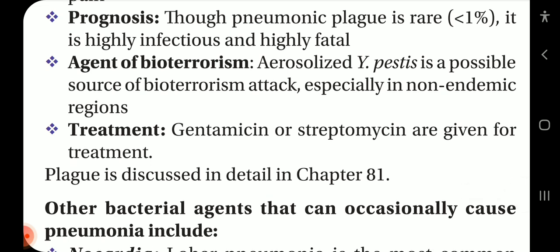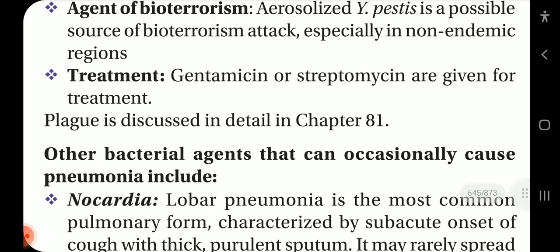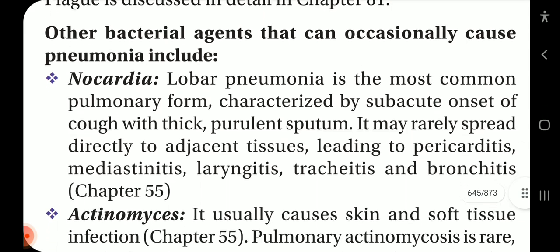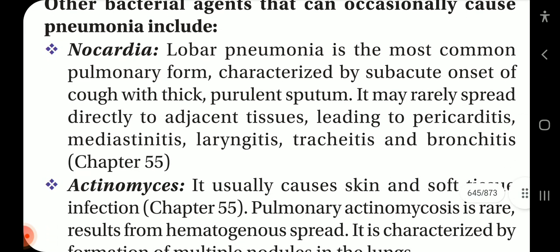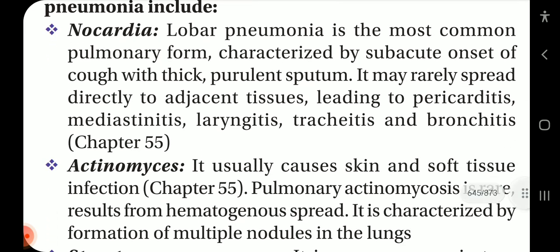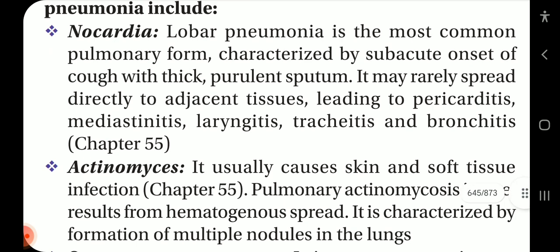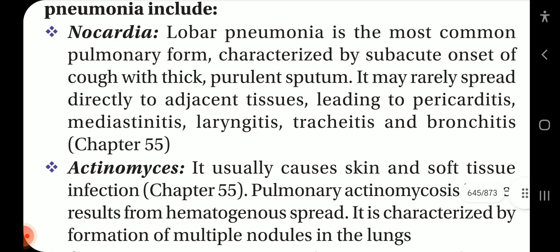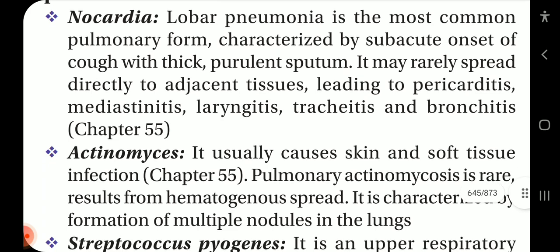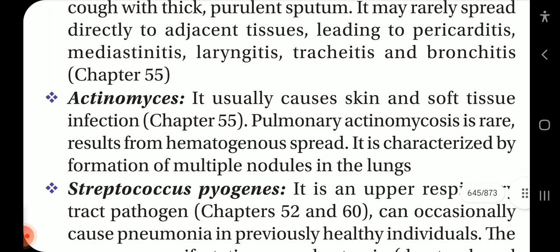Agent of bioterrorism: aerosolized Yersinia pestis is a possible source of a bioterrorism attack, especially in non-endemic regions. Treatment: gentamicin or streptomycin is given. Other bacterial agents that can occasionally cause pneumonia include Nocardia. Lobar pneumonia is the most common pulmonary form, characterized by subacute onset cough with thick purulent sputum. It may rarely spread directly to adjacent tissues, leading to pericarditis, mediastinitis, laryngitis, tracheitis, and bronchitis.